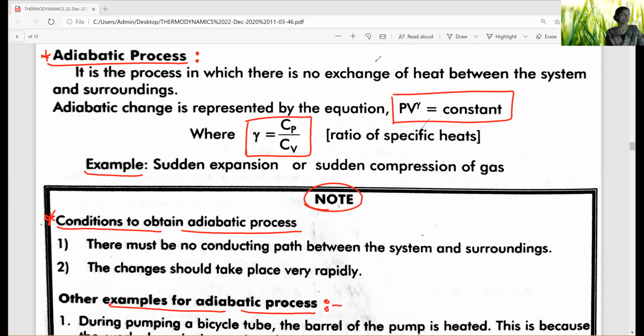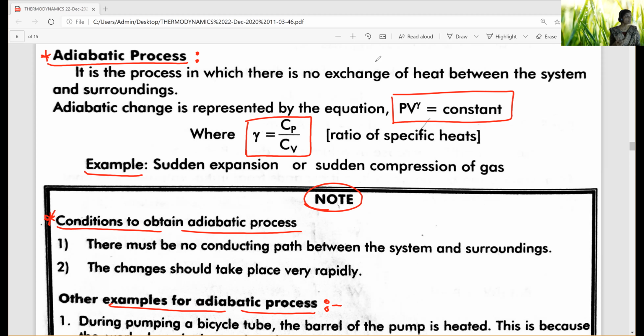So adiabatic process is one of the processes in which there is no exchange of heat between system and surrounding. Mathematically it is represented by PV raised to gamma is equal to constant, where gamma is the ratio of specific heat at constant pressure to the specific heat at constant volume. Specific heat at constant pressure is Cp, and specific heat at constant volume is Cv. An example for adiabatic process is sudden expansion or sudden compression of gas.